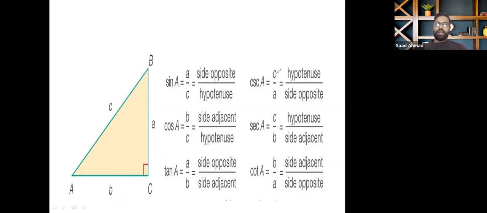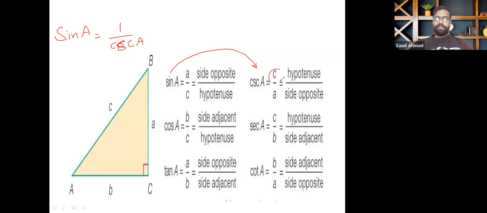Now these ones are the opposites: sine and cosecant. Sine of angle A is equal to 1 over cosecant of angle A. They are reciprocals. What we did is flip them: now C is on the top and A is at the bottom.